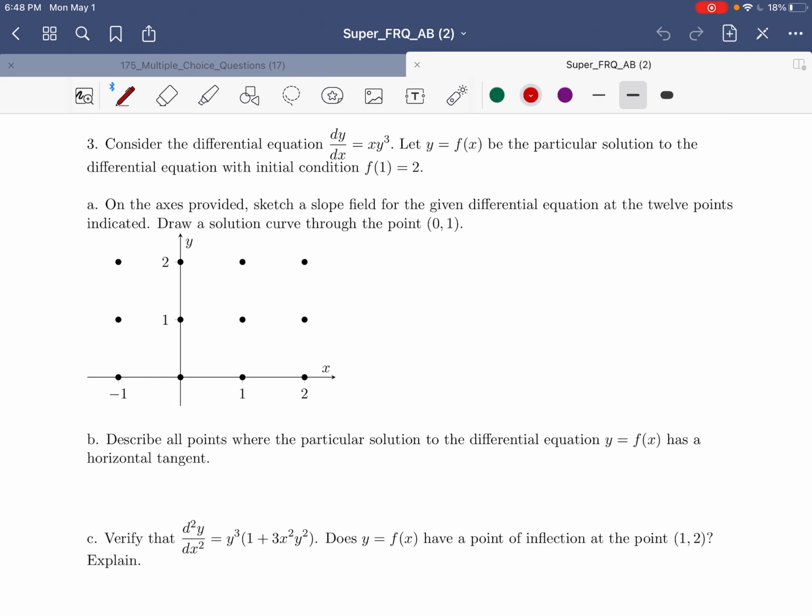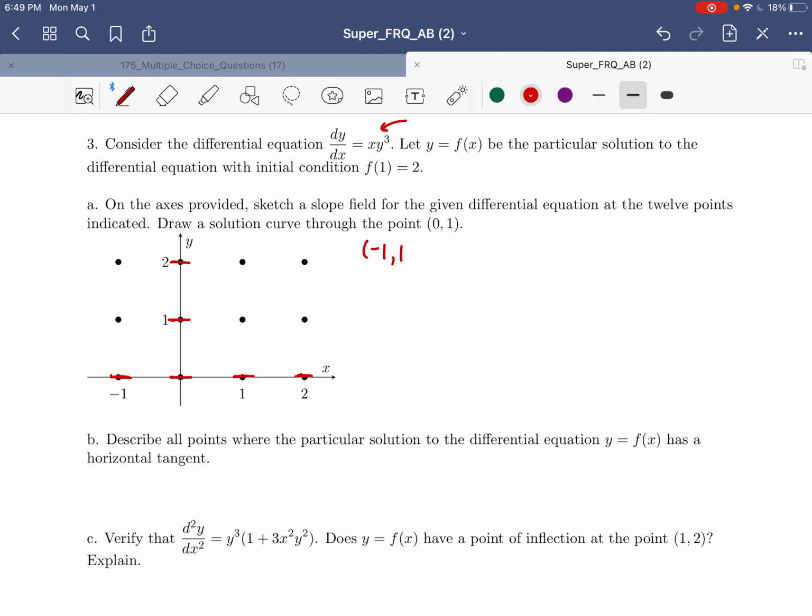So for slope fields, remember we just take every single point and plug it into our slope equation to figure out what the slope would be at that point. For this particular one, we can see that anytime x equals 0, our slope is going to be 0. So there's 0 slopes there. And also, anytime y is 0, our slope will be 0. So that was an easy way to get rid of 6 of them. Now I'll just plug in the other points.